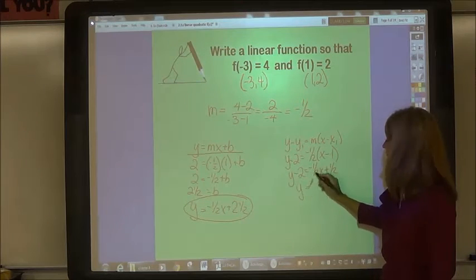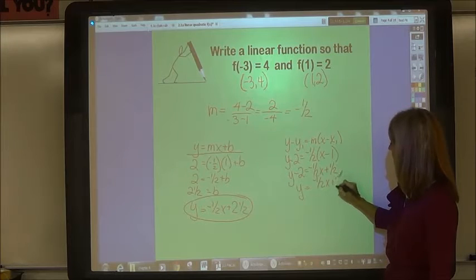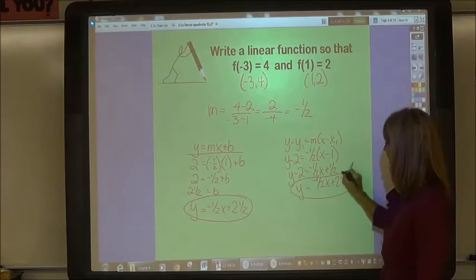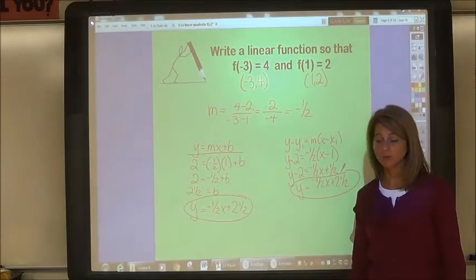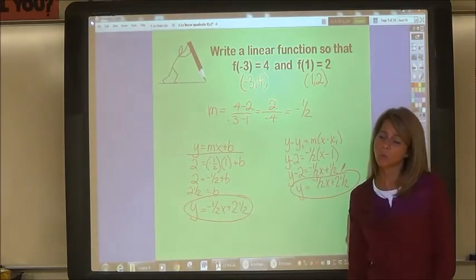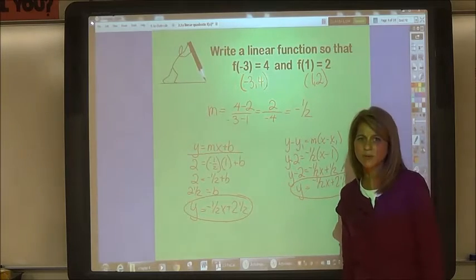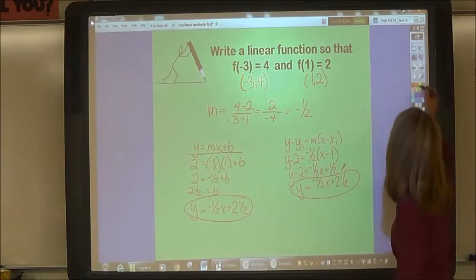Add 2 to each side. Same answer either way. Hopefully you got the same answer that I did. I don't care that you do it both ways, as long as you pick one way that you feel comfortable with. Just write the equation on the line. You've done that.